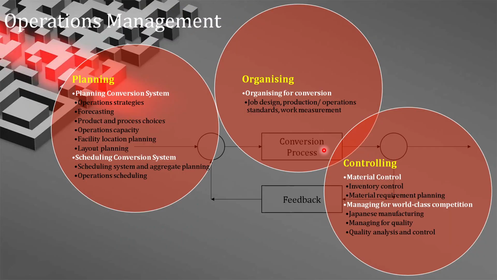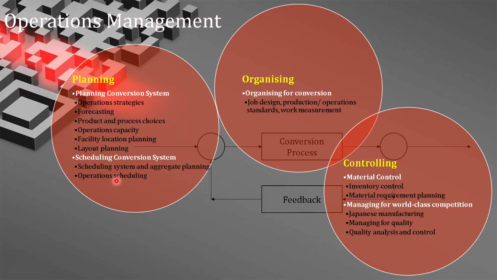When we look at operations management, there are three very important aspects of it. One talks about planning, second organizing, and third controlling. When we talk about planning, we are actually talking about operation strategies, forecasting, product and process choices, operations capacity planning, facility location planning, and layout planning. Under planning, we also look at scheduling of the system and aggregate planning. These things we will be seeing as we move along.